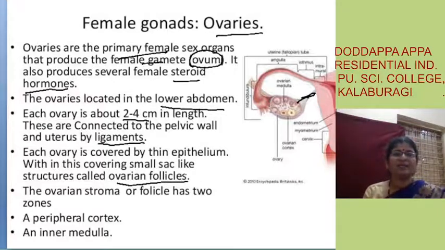The ovary has two regions. When you cut the ovary, you will see two regions, the cortex and the medulla. Cortex means the peripheral region. The peripheral region is the cortex and the inner region is called the medulla.